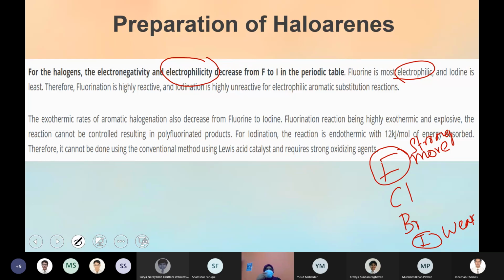Fluorine is the stronger electrophile among these halogens, and iodine is the weak one. If it is strong, it's highly reactive and you cannot control that reaction because it's explosive. So under normal conditions, you cannot conduct the fluorination, because being a strong electrophile, the reaction will be highly vigorous. So you cannot do it properly. But when you come to iodine, it's weak, so the reactivity will be very low. Weak Lewis acids like FeCl3 cannot do this reaction. That means you need to use a strong acid or strong oxidizing agents.